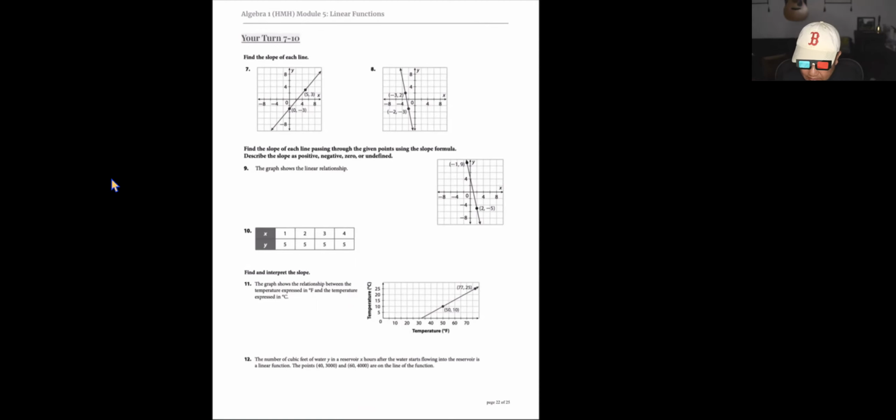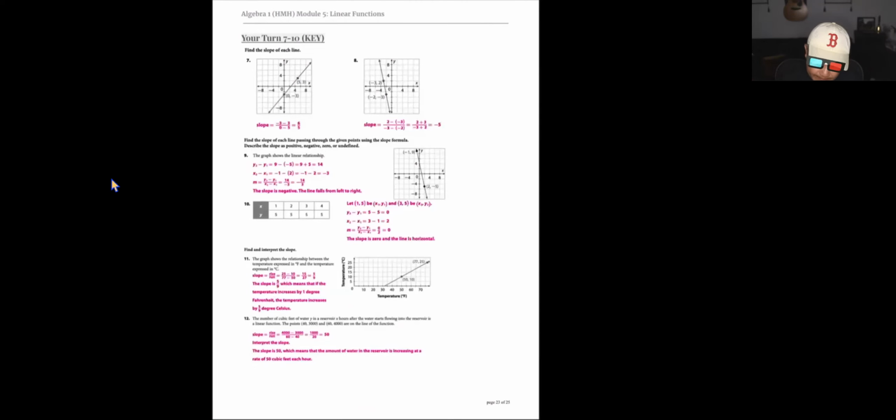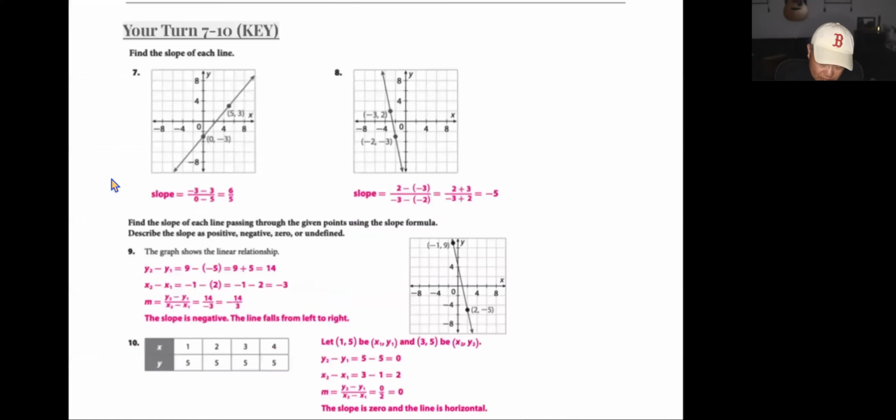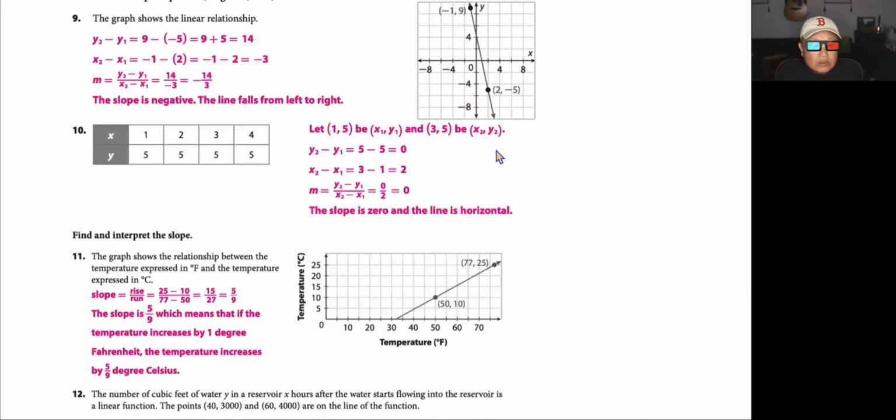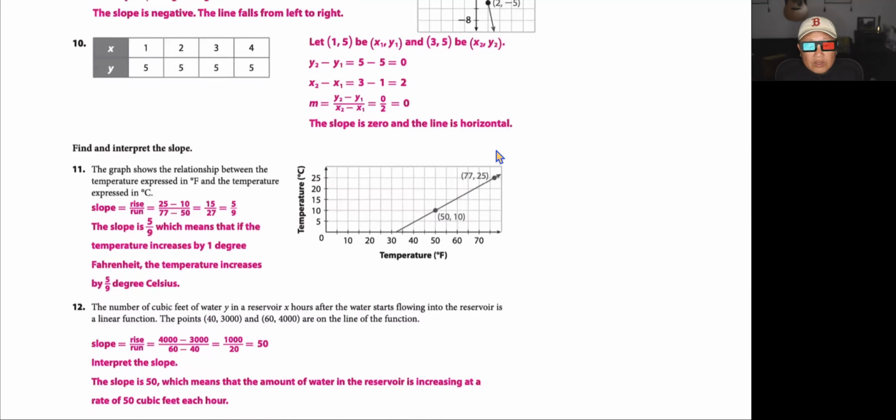Okay, here are the answers. Let me zoom in for you. 7 and 9 answers are right there, as you could see. And answers for 10, 11, 12.